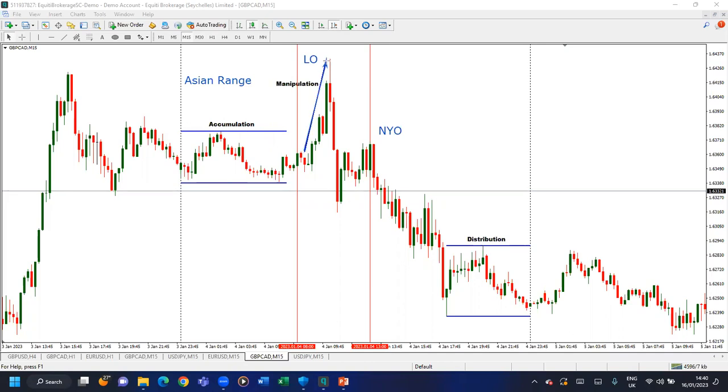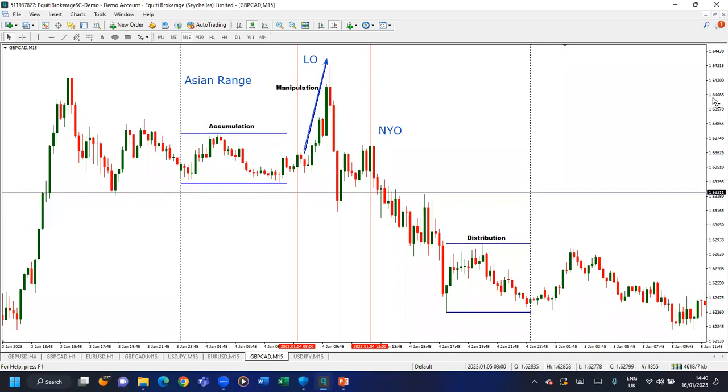This is the manipulation here, which is the deliberate move in the opposite direction of the day's movement to set the high of the day. All right, the high of the day has been set. This is the high of the day, which was done during the London Open.